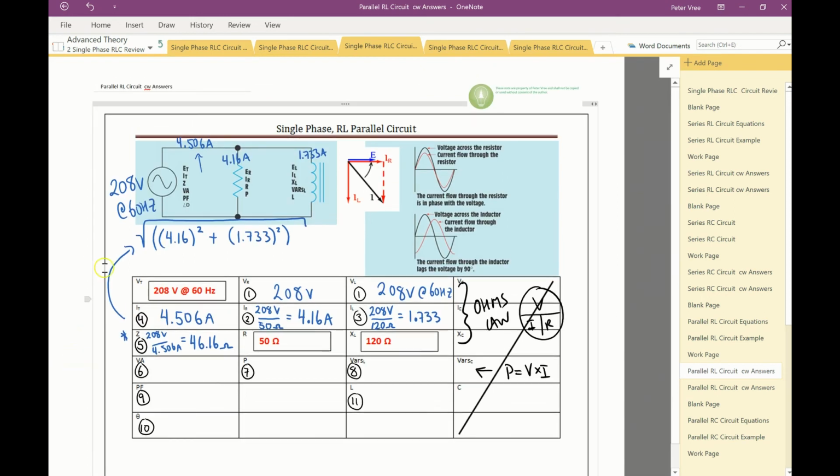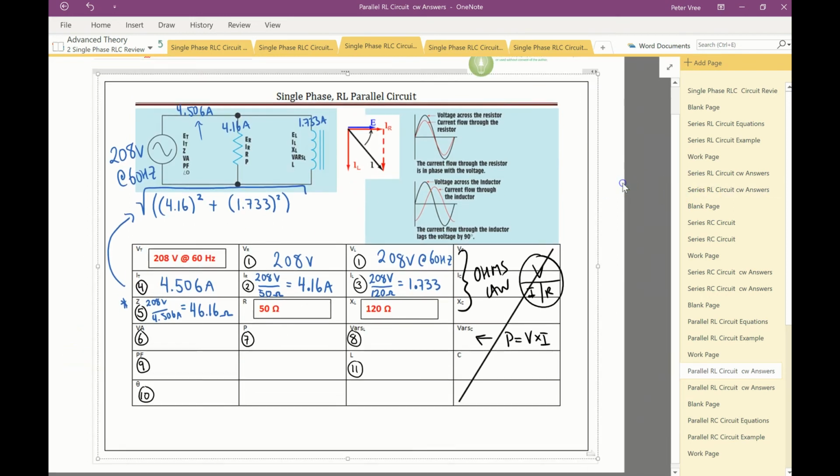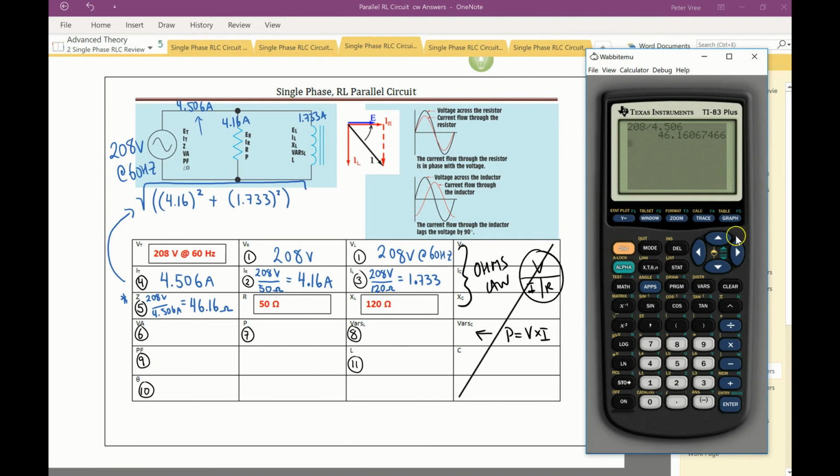Okay, the rest of them, we're going to just do voltage times current there. So I'm not going to write that guy down because I don't think I'm going to have enough room to throw everything in. So I'm just going to do that calculation over here. I'm going to do 28 volts times 4.506.